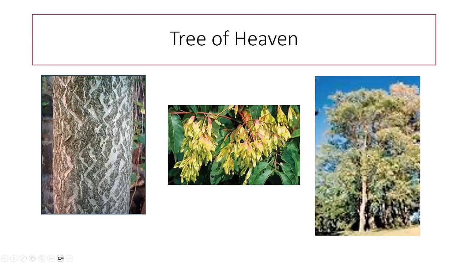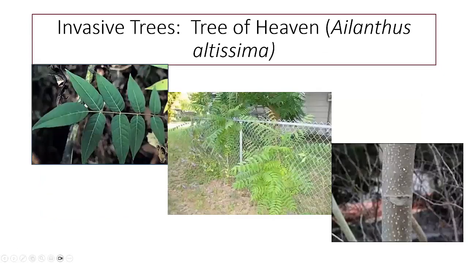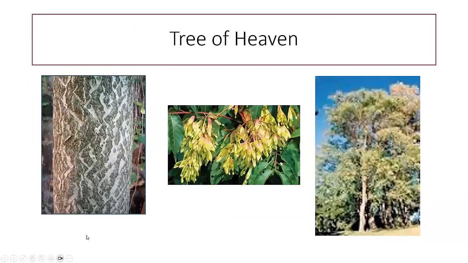And on the right, you have a picture of what a mature tree of heaven looks like. These grow very quickly. They very quickly go from this tiny little bark to the bigger caliper tree. There are male and female trees. The female trees are differentiated in the fall by these large clusters of racemes that get propagated by the wind.